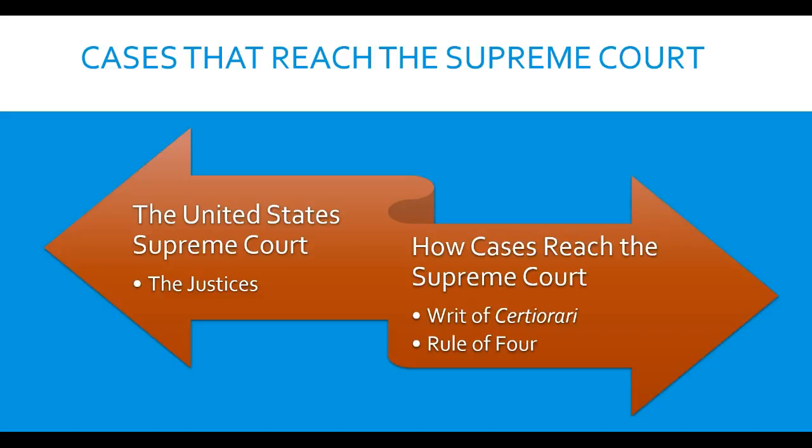Now, a writ of certiorari is an order to a lower court to send the Supreme Court the record of the party's case for review. The court can still deny the petition. Denying a petition is not a decision on the merits of a case. Most petitions that are sent to the Supreme Court get denied.